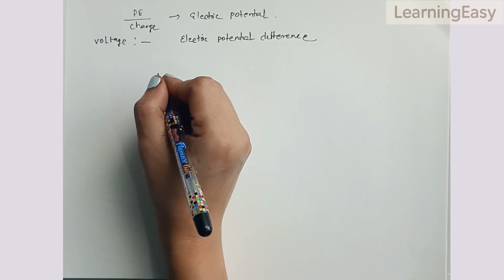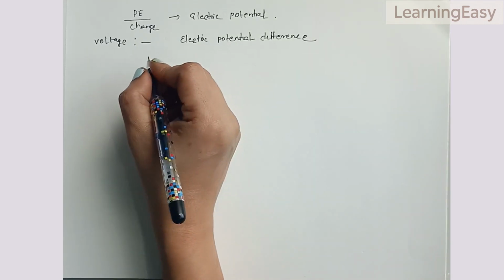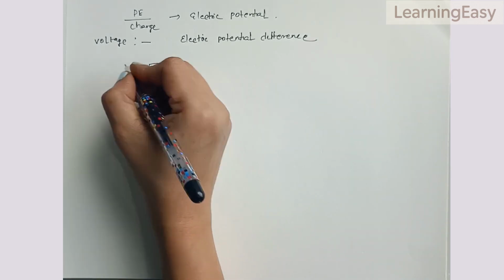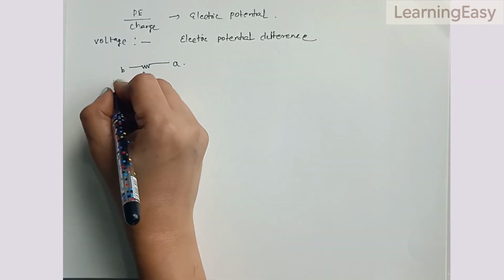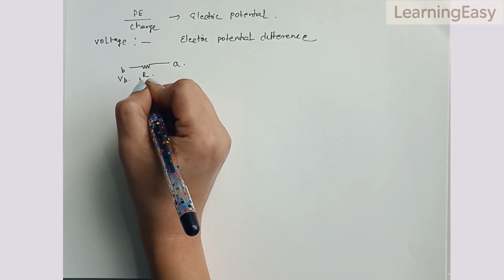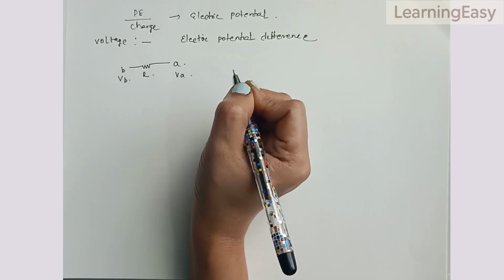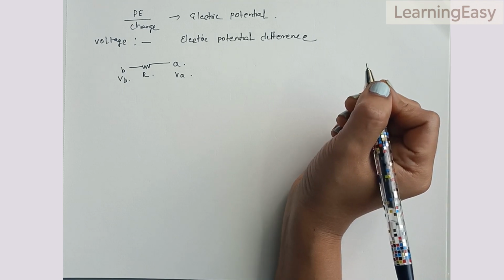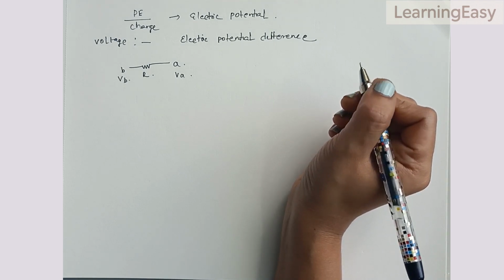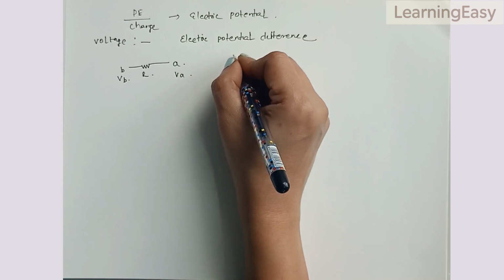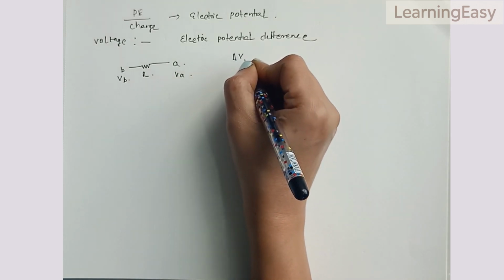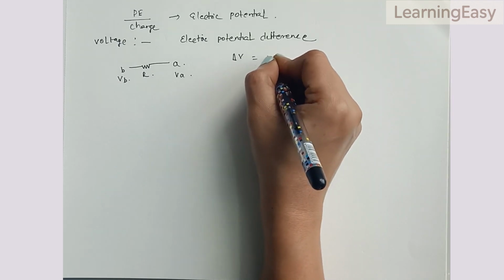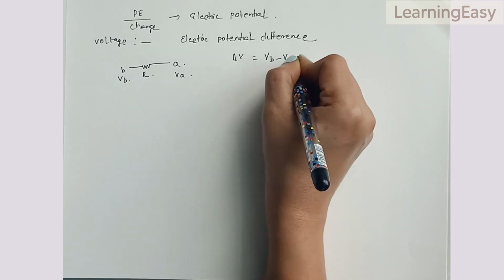Say, for example, we have a resistor R which is connected across 2 points B and A. VB is your potential at point B and VA is your potential at point A. So the change in potential, or electric potential difference, is given by the symbol delta V. Delta represents any change. So delta V is equal to V of B minus V of A.